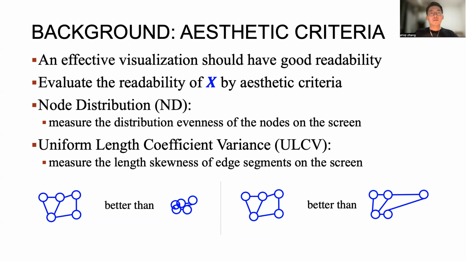For ULCV, it measures the skewness of edge lengths on the screen. An example of poor ULCV like the right-hand side would have distorted edges of variant lengths, making it harder to distinguish between relationships in the graph.